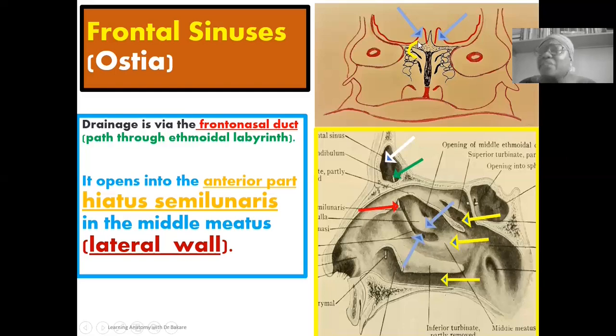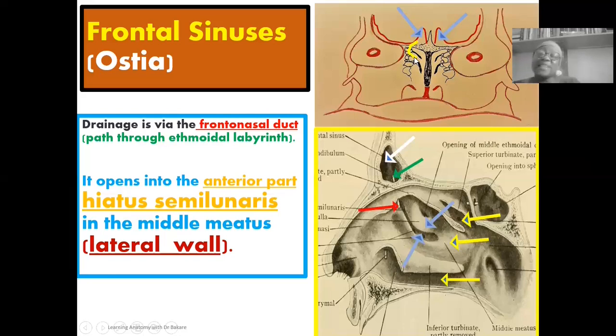So you see that the frontal sinus draining through the frontonasal duct will not be seen to have another path to run, except passing through the ethmoidal labyrinth. And this is why we say that the frontonasal duct needs to pass through the ethmoidal labyrinth before it is then released into the anterior part of the hiatus semilunaris, which is located in the middle meatus.